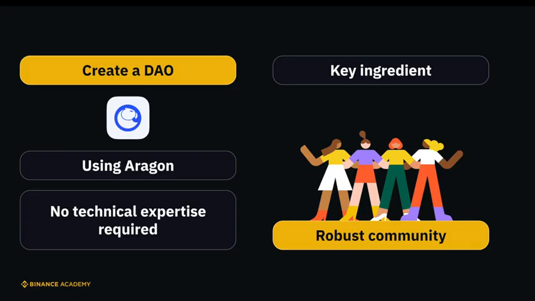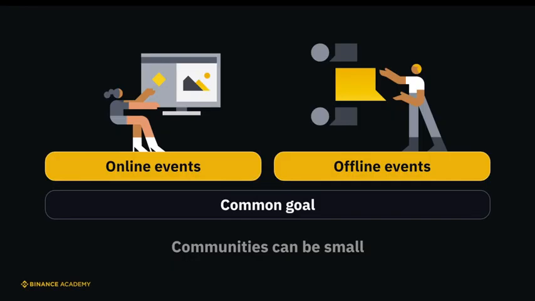However, the creation of a DAO encompasses much more than simply launching a software onto the blockchain. After all, what's the value of code in isolation from the human element? A robust community is key to a meaningful DAO. So the first step before creating a DAO is building a community. This can be done through online and offline events.